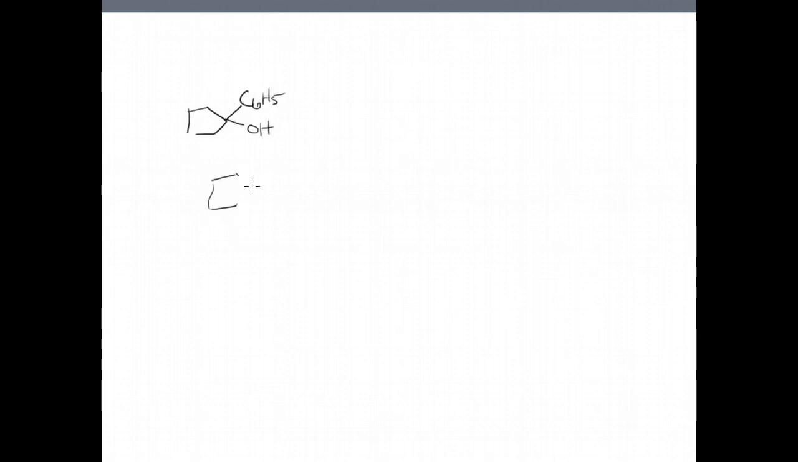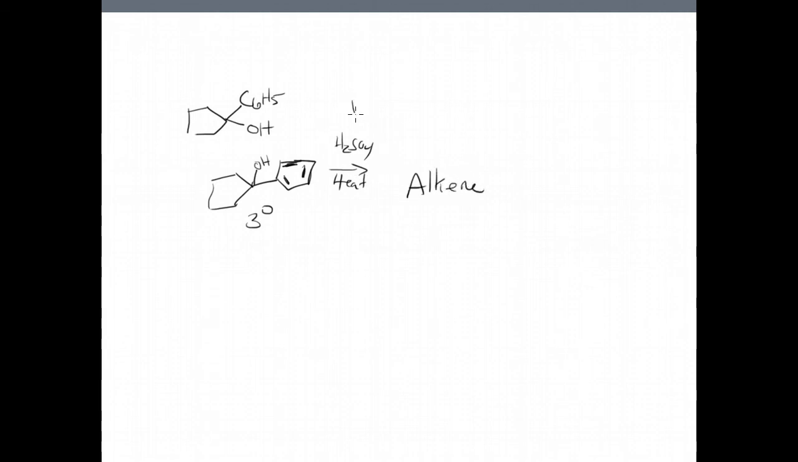So if we redraw this, we have our aromatic ring here, and we have an OH group. Now this has H2SO4 and heat. So knowing that we have a tertiary alcohol in the presence of acid and heat, we know we're going to make an alkene. So it's a dehydration reaction, making an alkene because it's an alcohol in the presence of acid and heat.